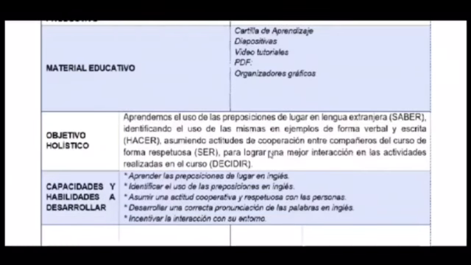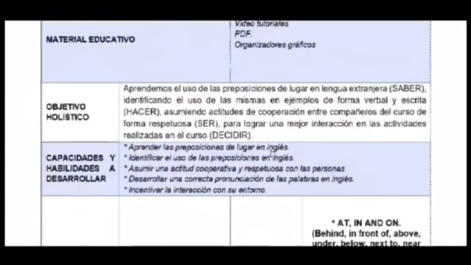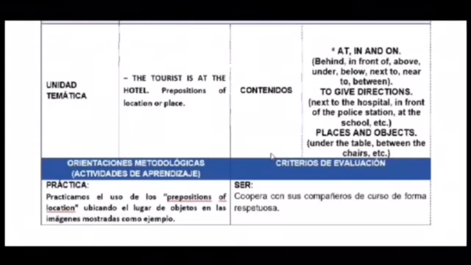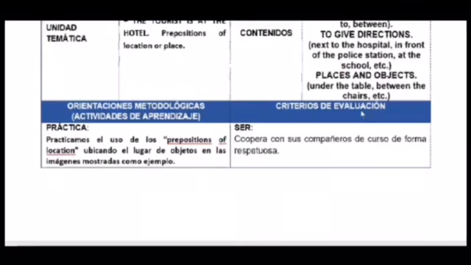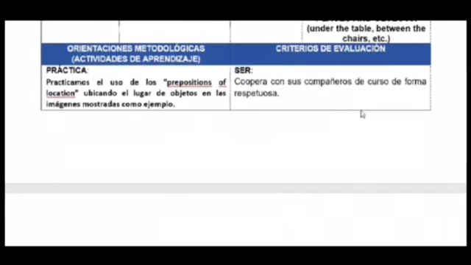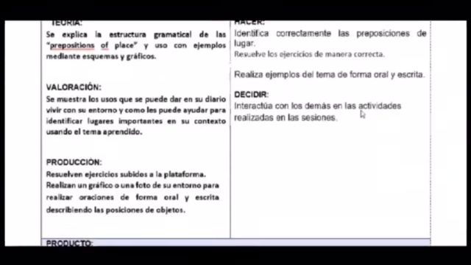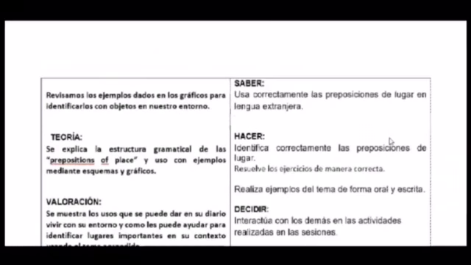Then the holistic goal. After that, the capabilities and abilities to develop in this PDC with the subject, in this case prepositions of places or locations. The contents are in and on, some prepositions to give directions for vocabulary, places and objects. The methodological guidelines with activities for learning this subject in practice, also with the theory, the assessment and production.